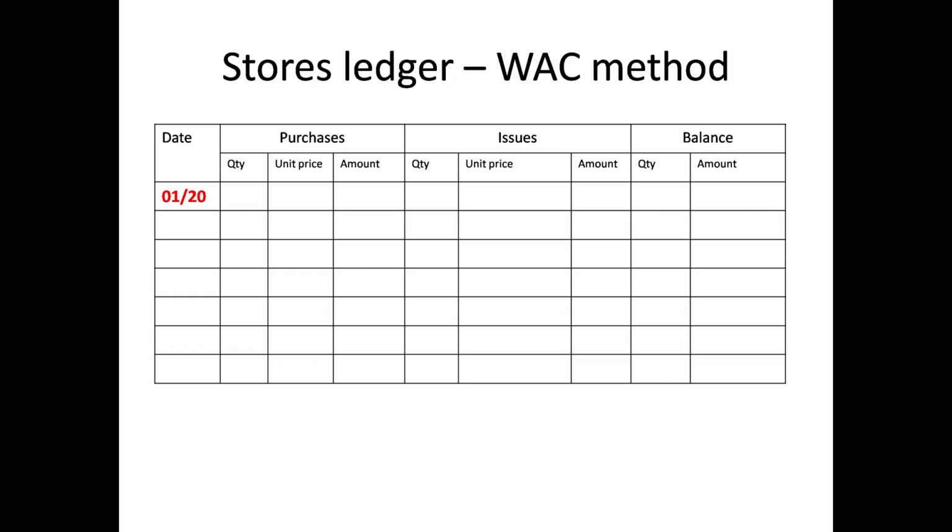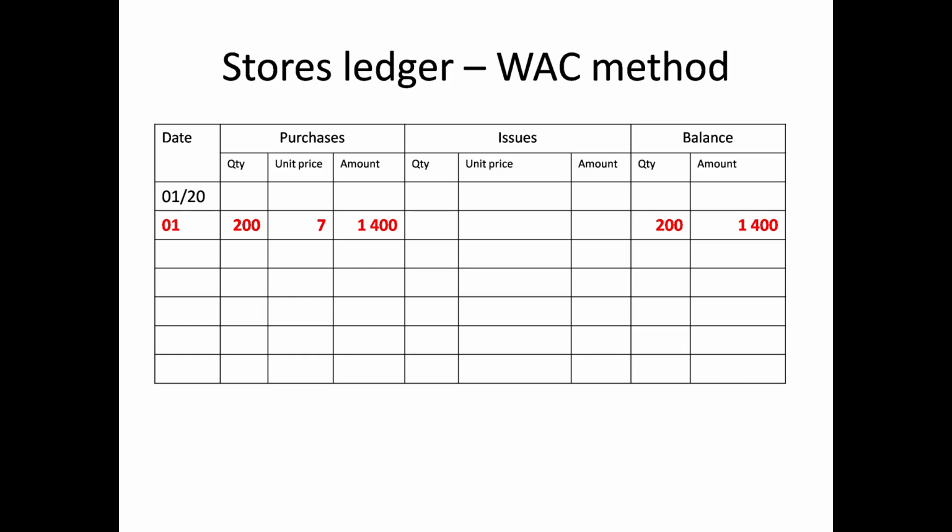January 1st, purchases 200 units at 7 rupees each. Under date 1st, under purchases, quantity 200, unit price 7, amount 200 multiplied by 7, it's 1400. Now update the balance. Quantity 200, amount 1400. Then go to the next transaction.